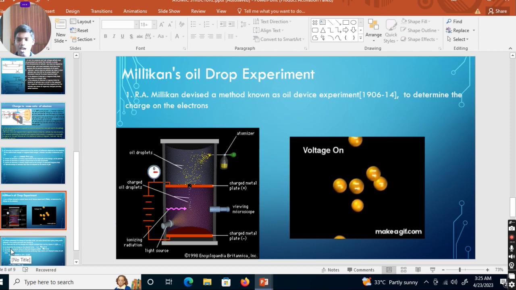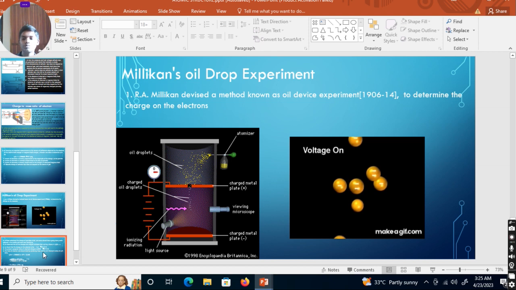Now, this is the apparatus we have taken for Millikan's oil drop experiment. We have an atomizer, oil droplet, charged oil droplet, and charged metal plates. Here we have taken two metal plates, an anode and a cathode. The charged metal plate is positive here and negative here. Millikan used a microscope to view the oil droplets. And through the ionizing radiation, X-rays are sent to the oil drops. Now this is the voltage. You know that. Now what is the method?